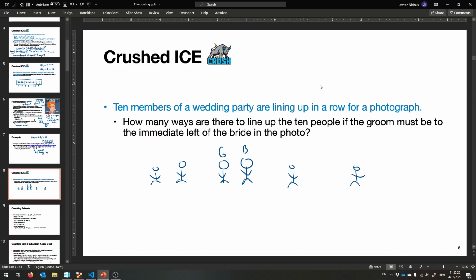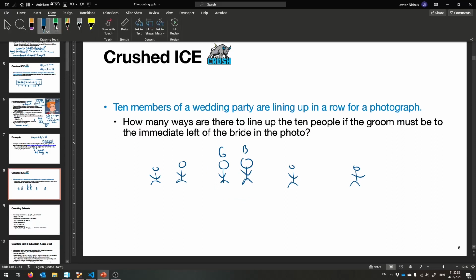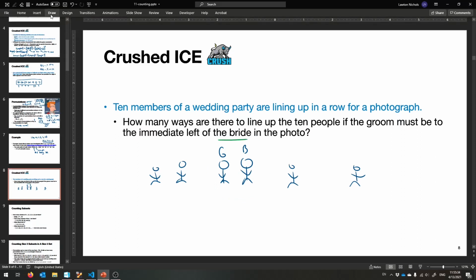So the secret, if you found it, is to consider the groom and the bride together as a unit, because they must stay in the same order. They can only be moved around in that order, but they could go anywhere. They're just like another person at that point, but they're 2 people together. They can go anywhere you want to put them, but they must be right next to each other. So you just count them as one thing. Okay? So that's the secret.